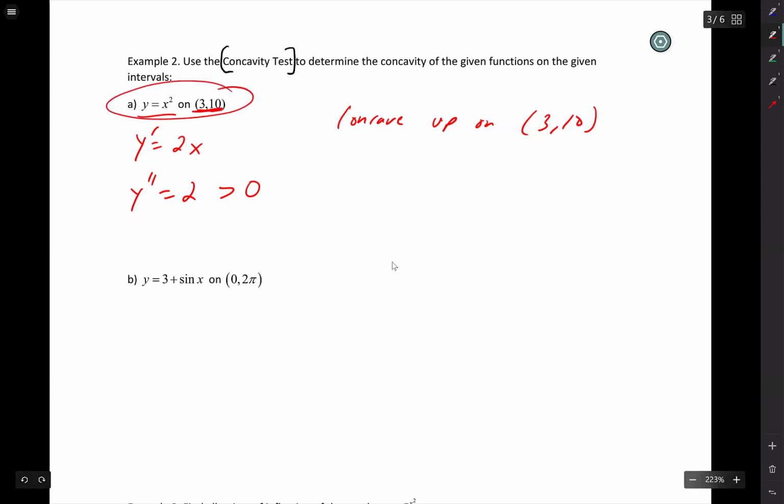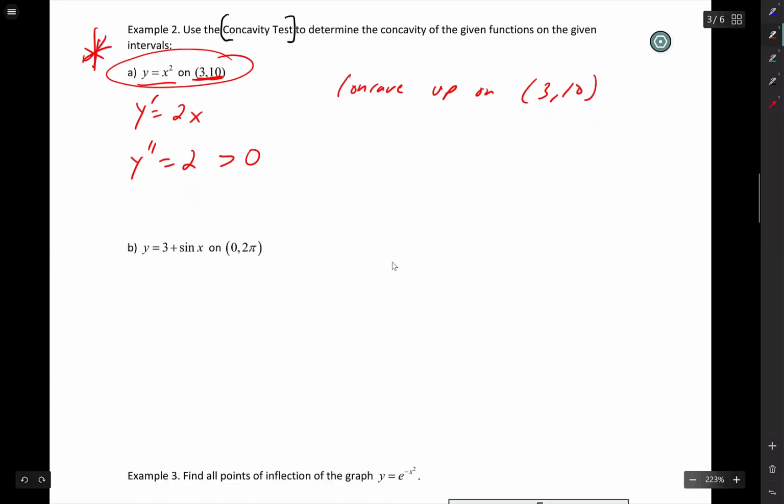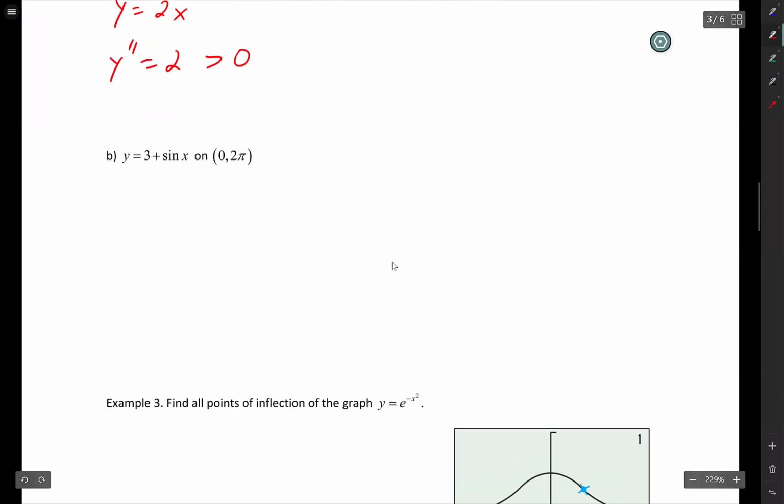Maybe that's a bad question. I might have to rewrite it for next year because that's a bad one. Obviously, it's concave up everywhere. This is also a bad one, I think.